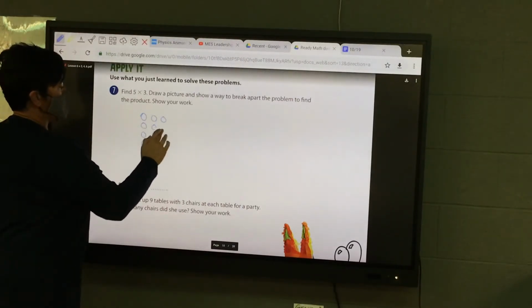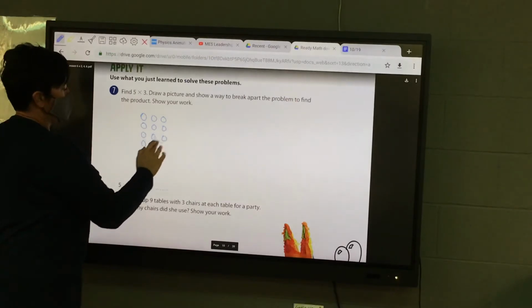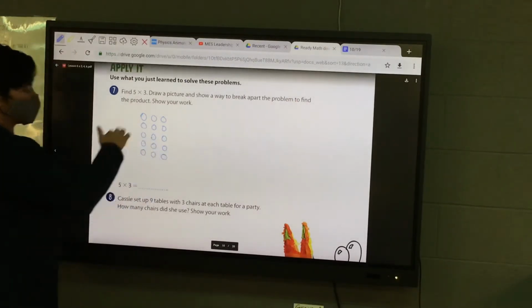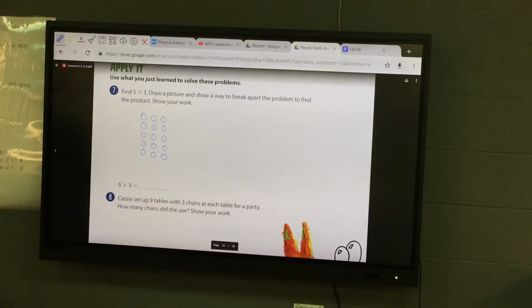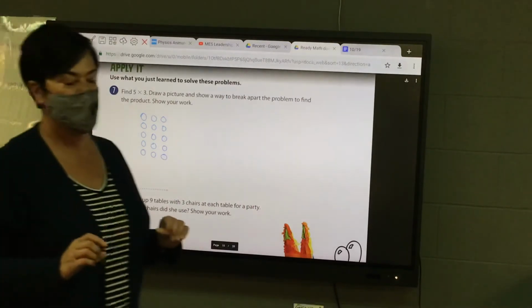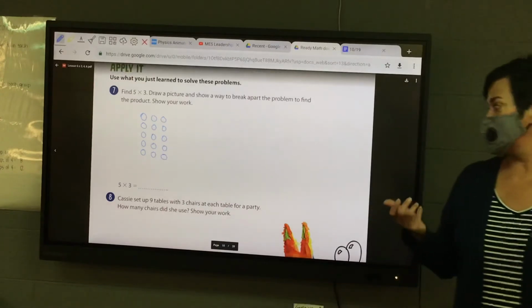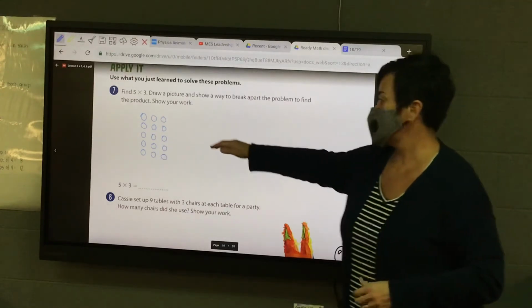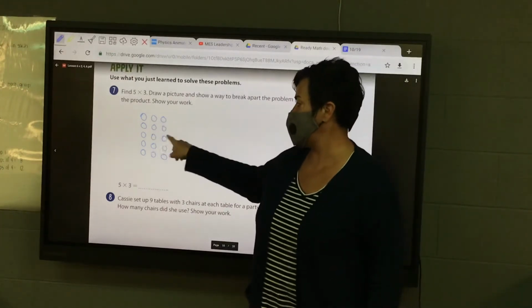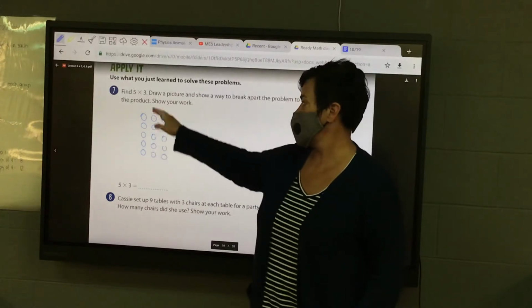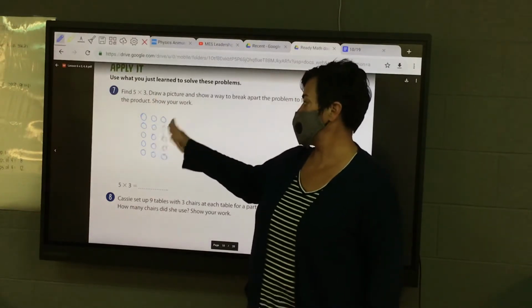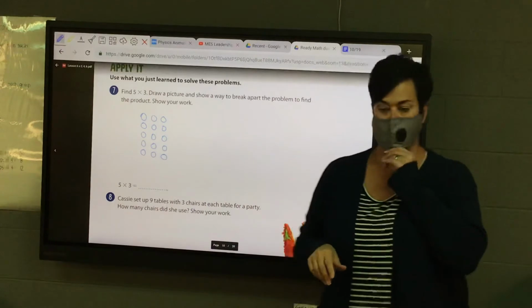When we make an array, is it important to line up our objects? Yes, it is. Okay, we're not doing equal groups, friends. Let's do an array. It makes it easier to see. So I have 5 rows of 3 in each row.